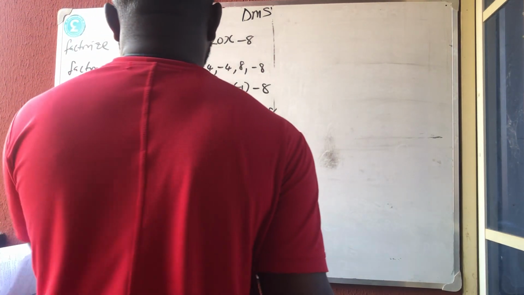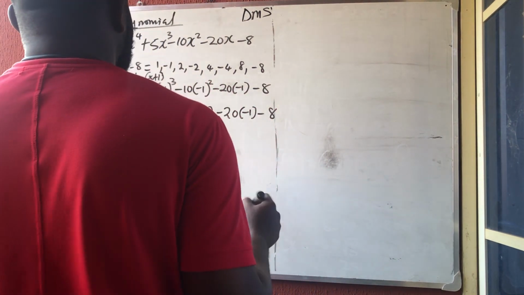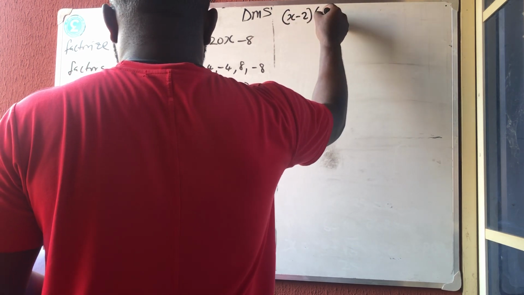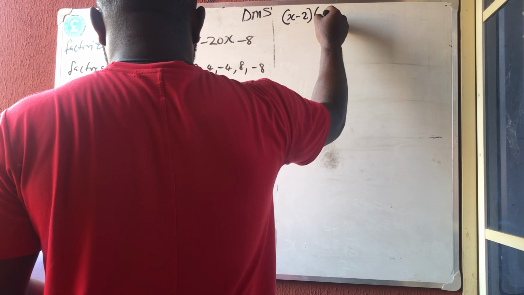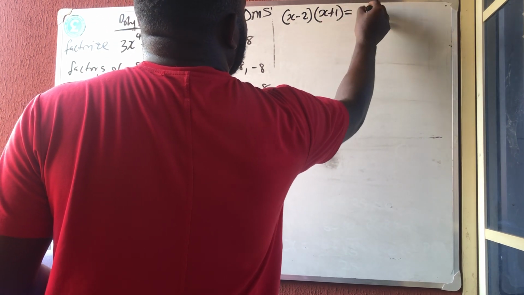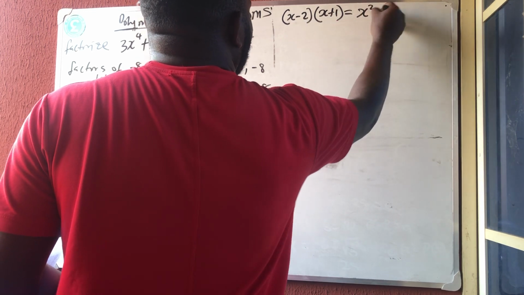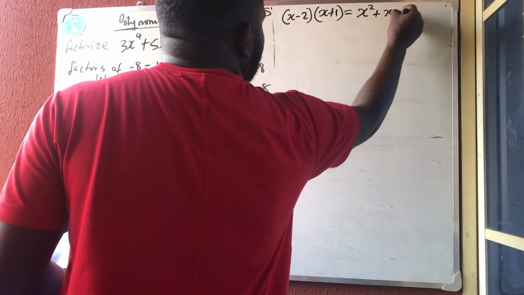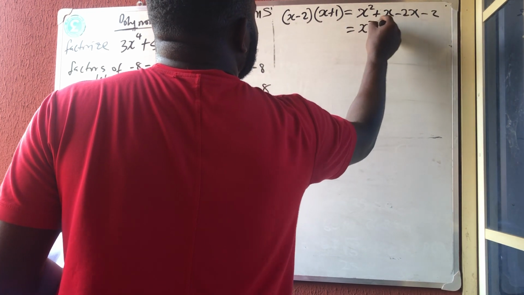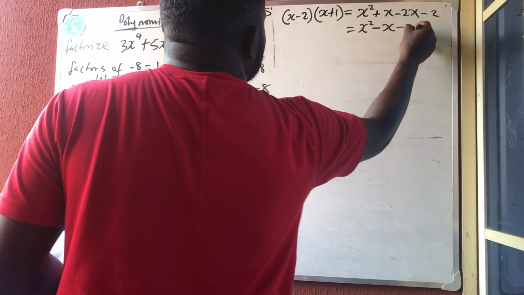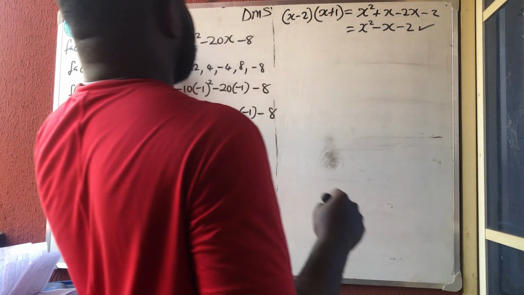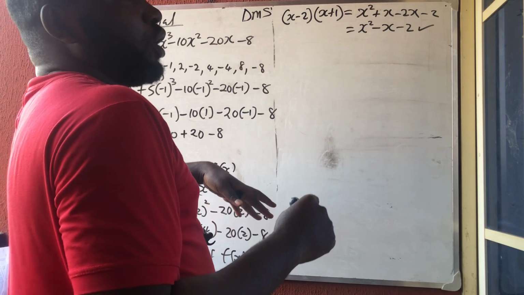So let me multiply the two factors I've gotten. x minus 2 and what? x plus 1. Okay, if they multiply, this times this, I'm having x squared, this times this plus x, this times this minus 2x, this times this minus 2. So I'm having x squared minus x minus 2. Okay, so let me use this now and divide this man to reduce him to raise to power 2.